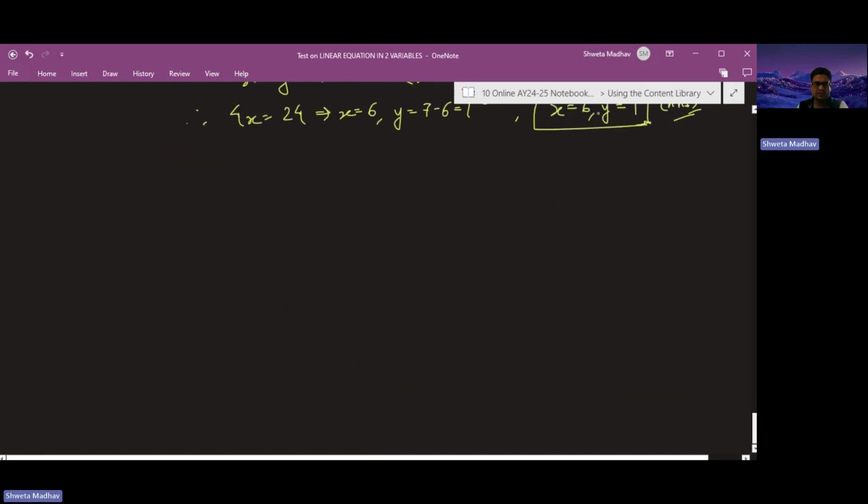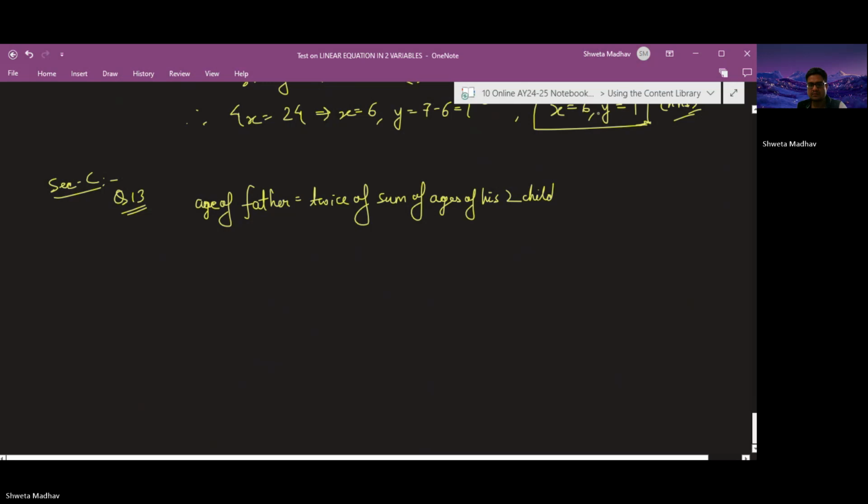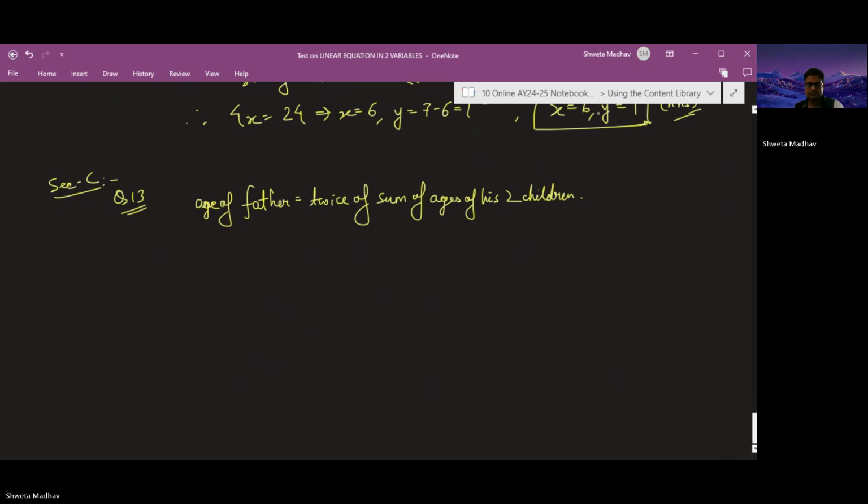Then in section C, question number 13 has been told that the age of the father is twice the sum of the ages of his two children, and after 20 years his age will be equal to the sum of the ages of his children.